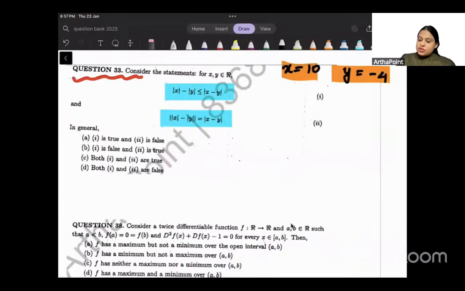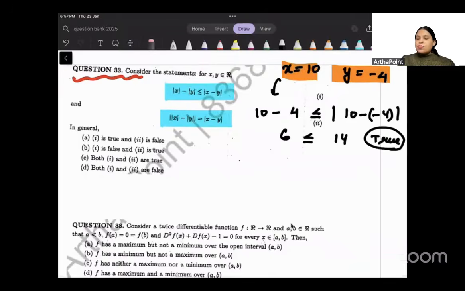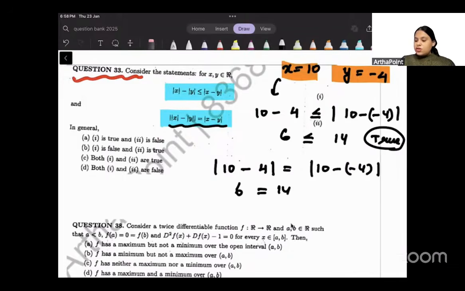So if I just take the first one, mod of x will be 10, mod of y will be 4. It should be less than equal to 10 minus -4 in mod. So 6 is less than equal to 14. This is true, right? Take the next one. So mod of x is 10, mod of y is 4. I take this and this is equal to 10 minus -4. So 6 equal to 14. This is false. So statement 2 is definitely coming out to be false, right? Statement 2 is coming out to be false. Statement 1 is coming out to be true using this example.